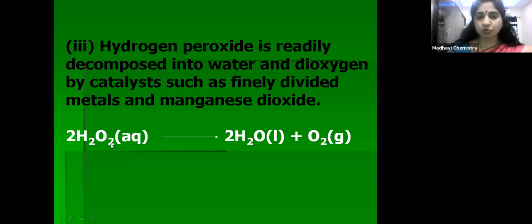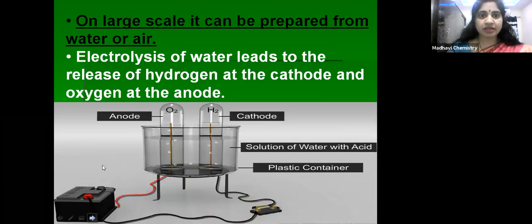H2O2 gives rise to H2O plus O2, right children? So this is also a decomposition, in the presence of finely divided metals and manganese dioxide. They act as a catalyst. Okay, so next one, on a large scale, it can be prepared from water or air. Industrially, it can be prepared by the electrolysis of water, or by fractional distillation of air.